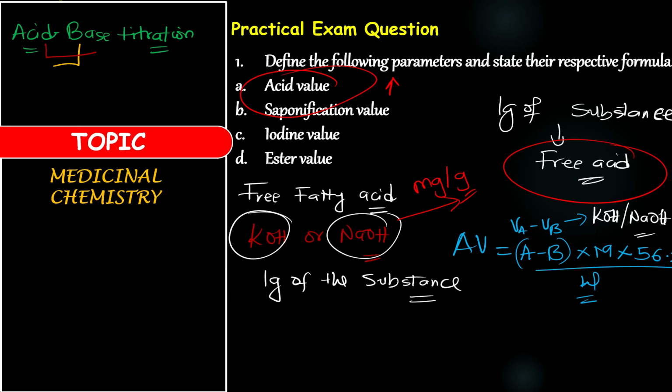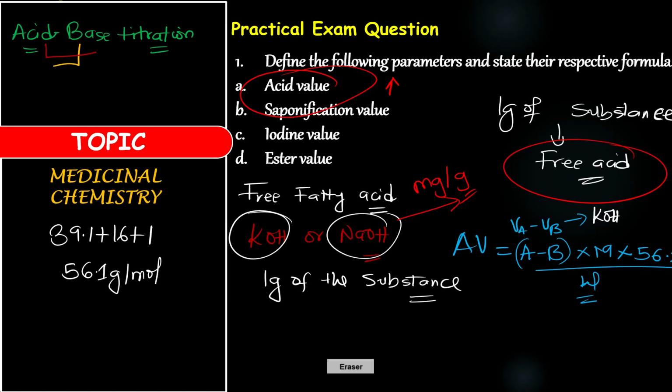40. Do you understand? But this formula is for the KOH, which is the molecular mass of KOH. Is that okay? If you calculate, potassium is 39 point, I think, 1, oxygen is 16, hydrogen is 1. All right. Now when you add these up, it's going to give us 56.1 gram per mole of potassium hydroxide.